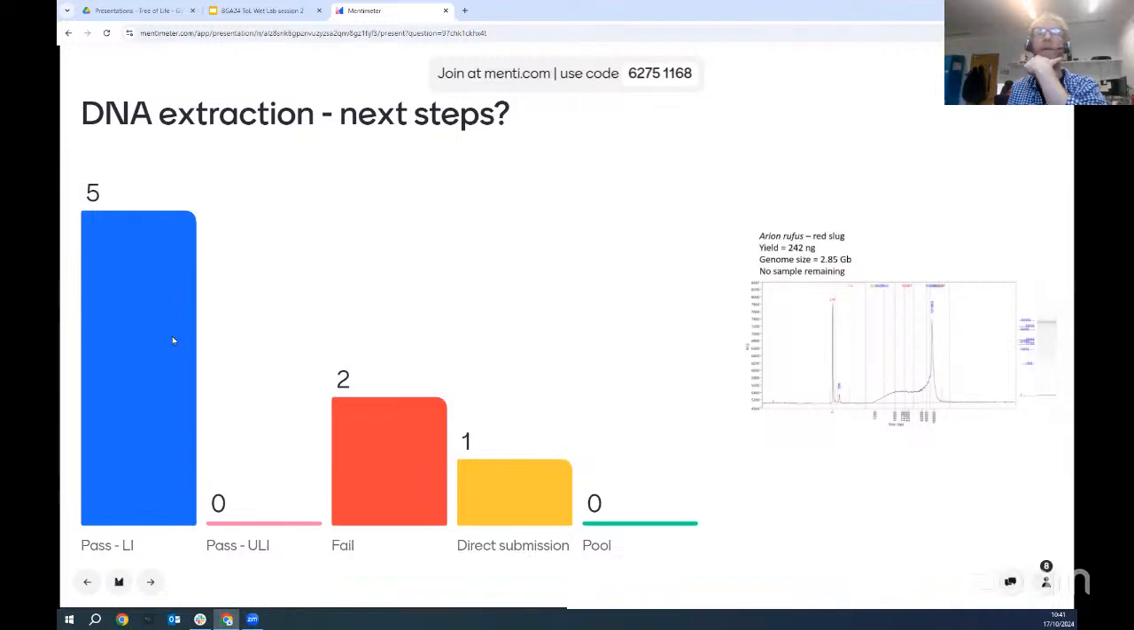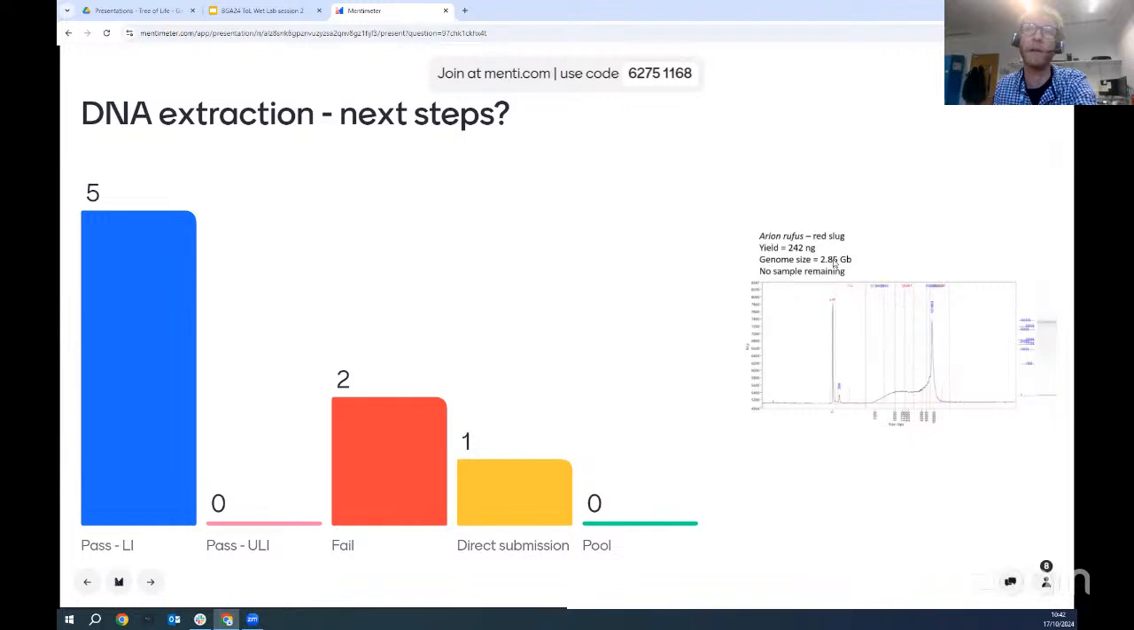So we have 5 passes for LI, 2 fails, and 1 direct submission. Unfortunately, our genome size is too large for a ULI, so we can't do that. Pass for LI, because the yield is only sitting at 240 nanograms, we're not going to meet that. We're already below the threshold for PacBio low input sequencing, which is 400 nanograms. So during the LI fragmentation step, we're going to lose some DNA. We might, if we're lucky, end up with 180 nanograms of DNA.